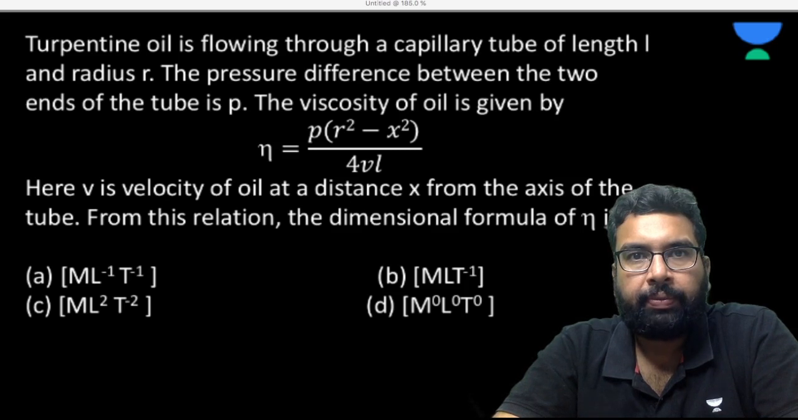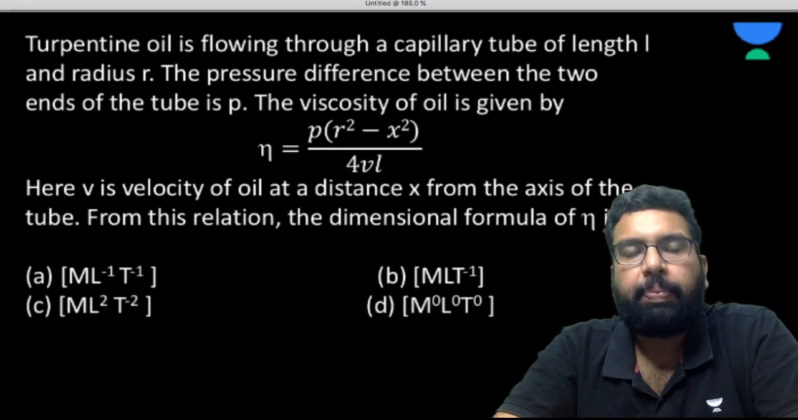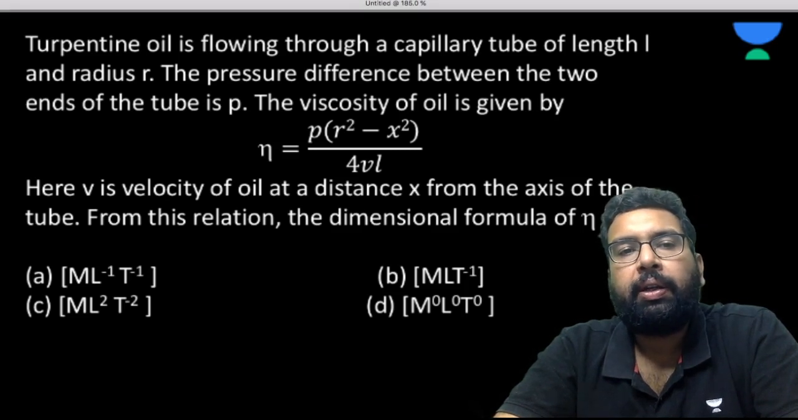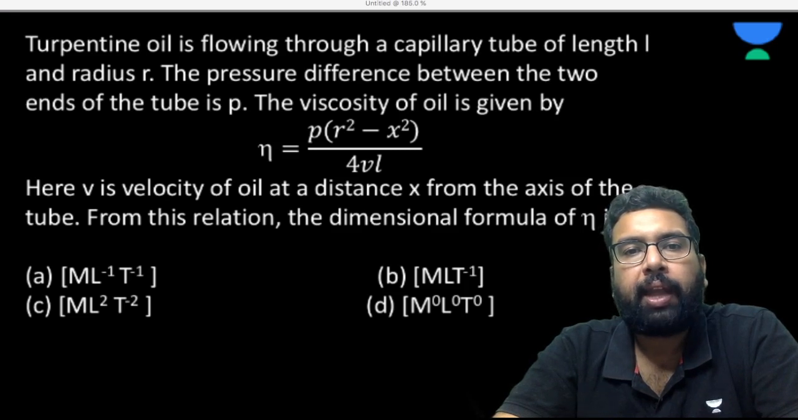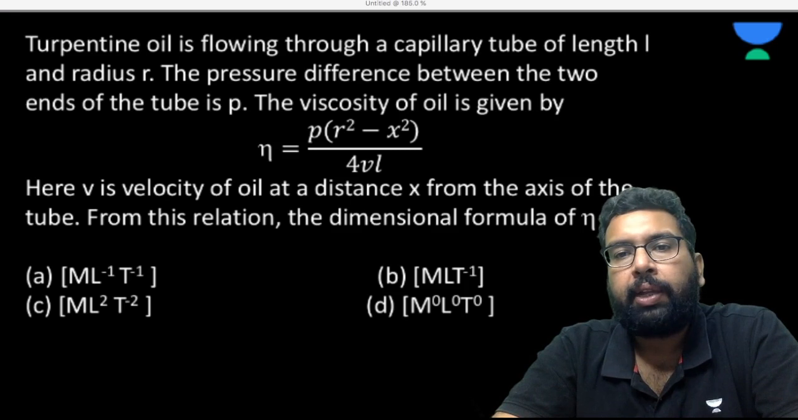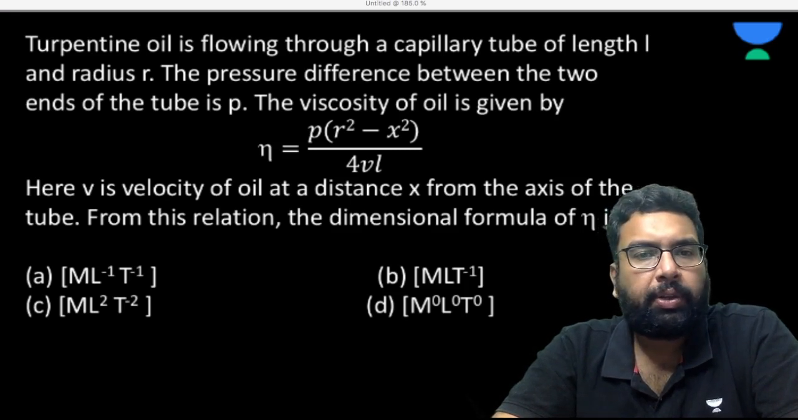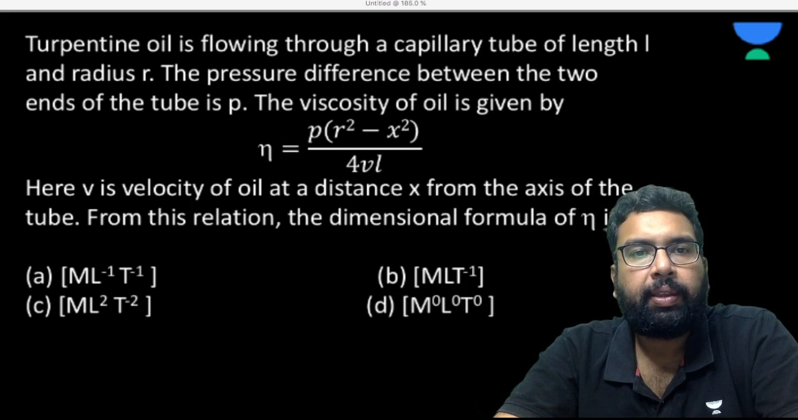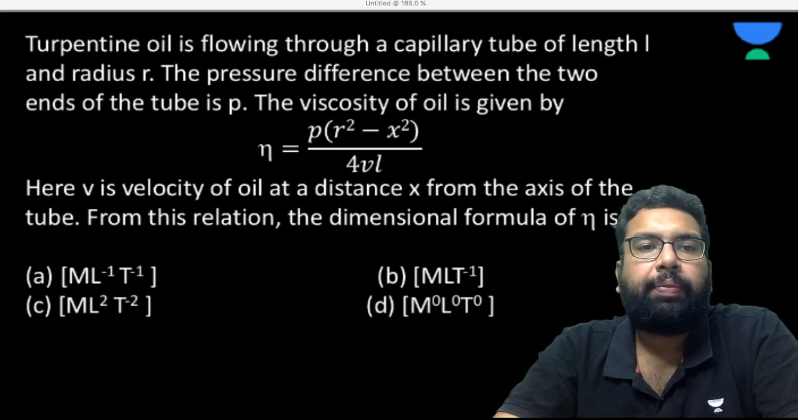Let's try this one. So it says turpentine oil is flowing through a capillary tube of length L and diameter D. Please try to do it. See, very simple question again, a question of dimensional homogeneity. So we can obviously solve this question. Please go for it. I am very sure we can do it.